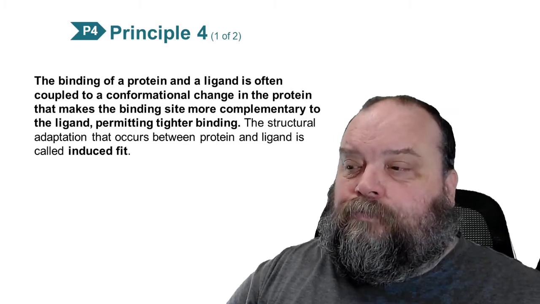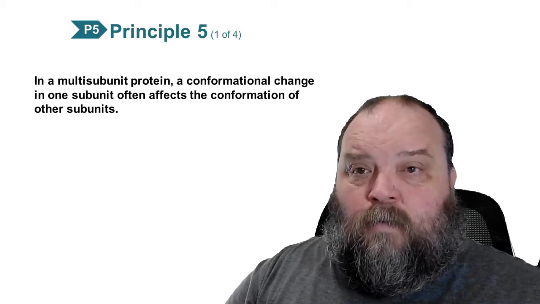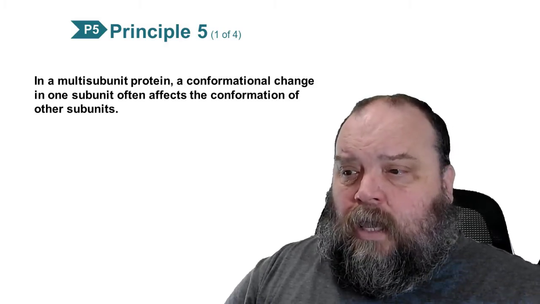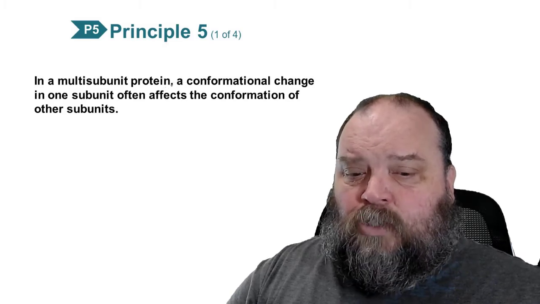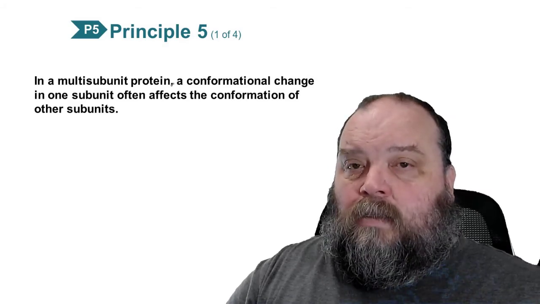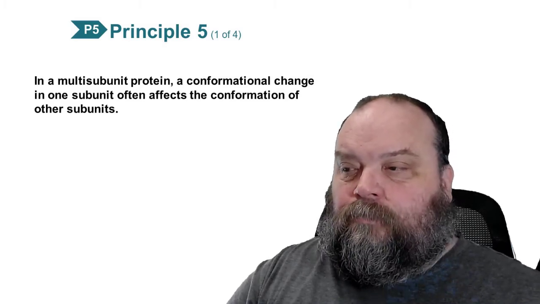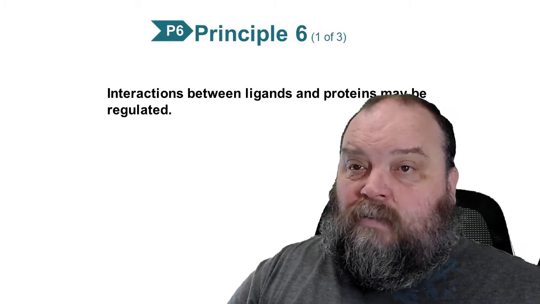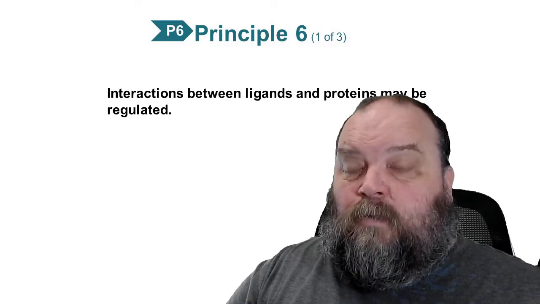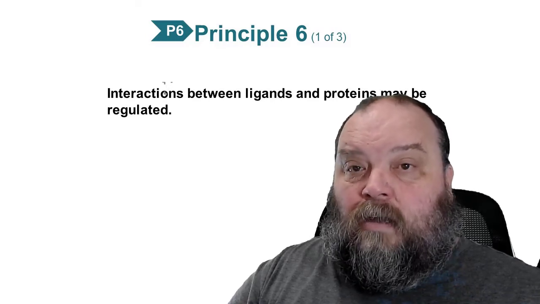And then finally, some of the proteins, some of the enzymes that we see in the cells are not a single polypeptide, they're multi-subunit, and the conformational change of one affects the other subunits in a positive or negative fashion. And as in everything we see, everything we know, everything's got to be regulated. You cannot have things occurring willy-nilly. There has to be some level of control.